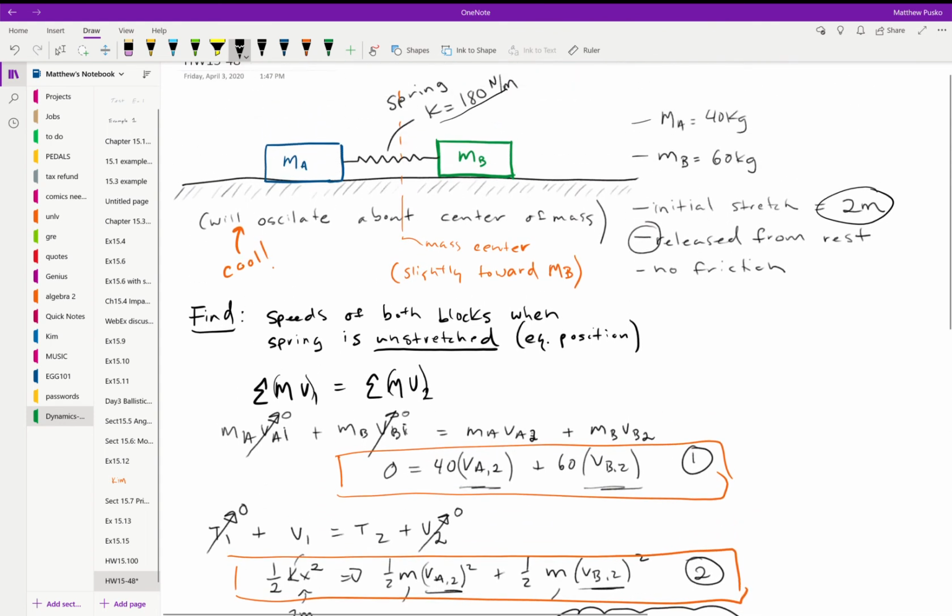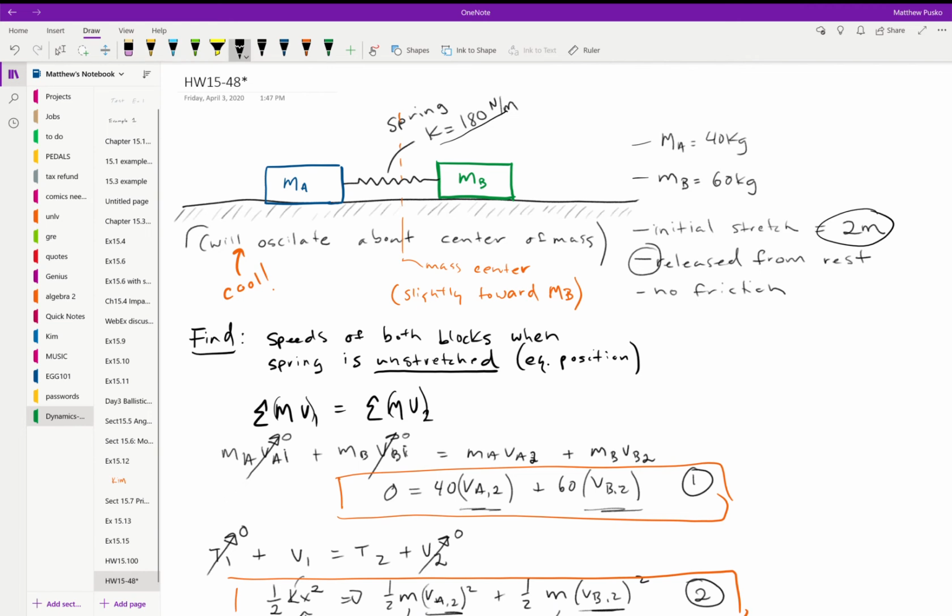What's actually interesting too is if these are frictionless, imagine this just sliding over ice or something, it's going to oscillate about the mass center. And if they were equal mass, that would be right down the middle. And they would just oscillate with the same speed actually in that case too. The masses are what determined the fact that we had different speeds for each. Each one has a different mass. The force is the same though applied on it, and it's going to accelerate relative to that force.